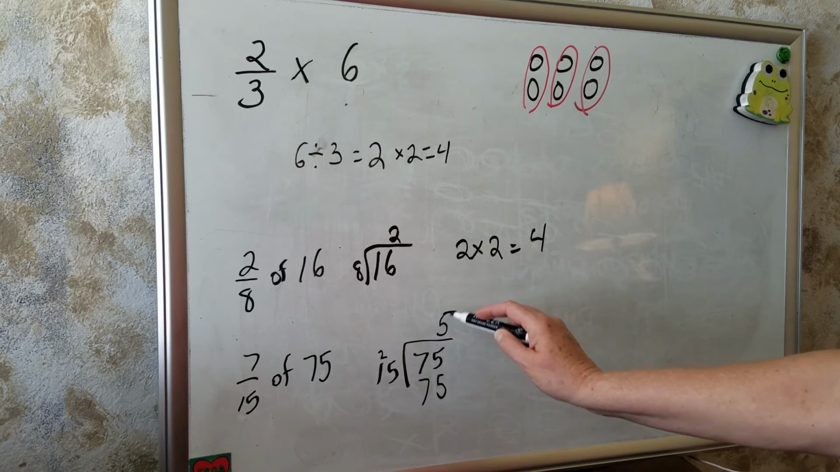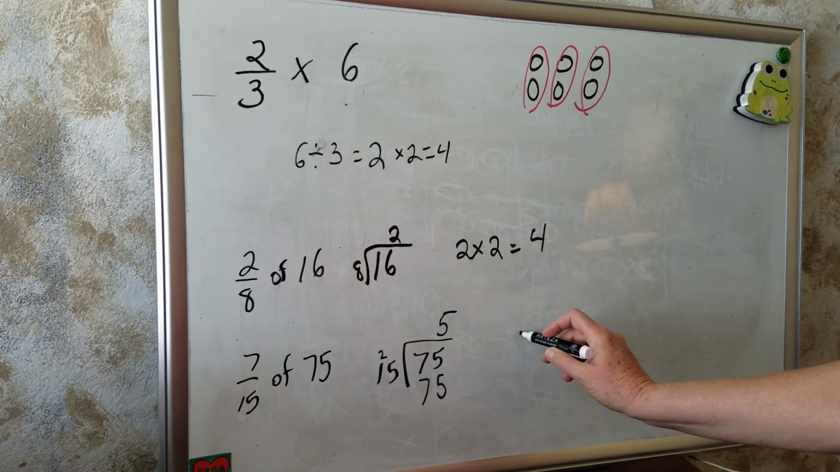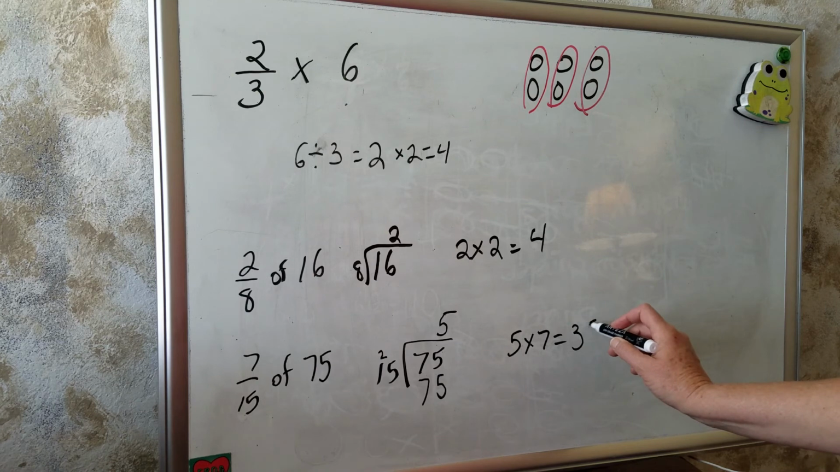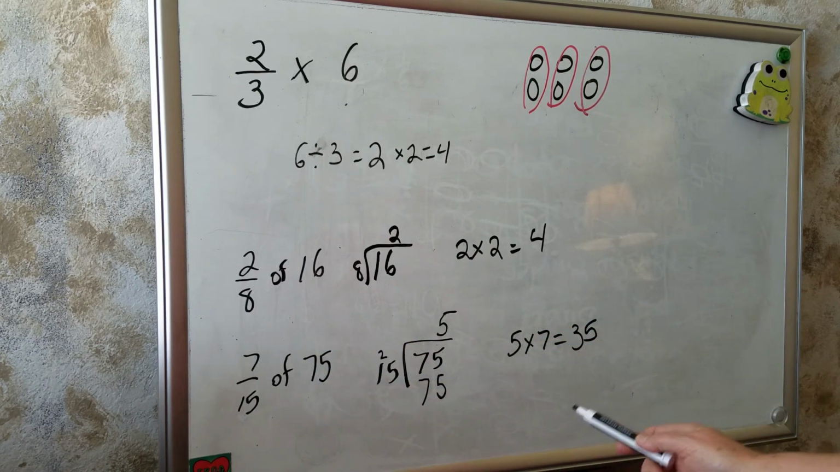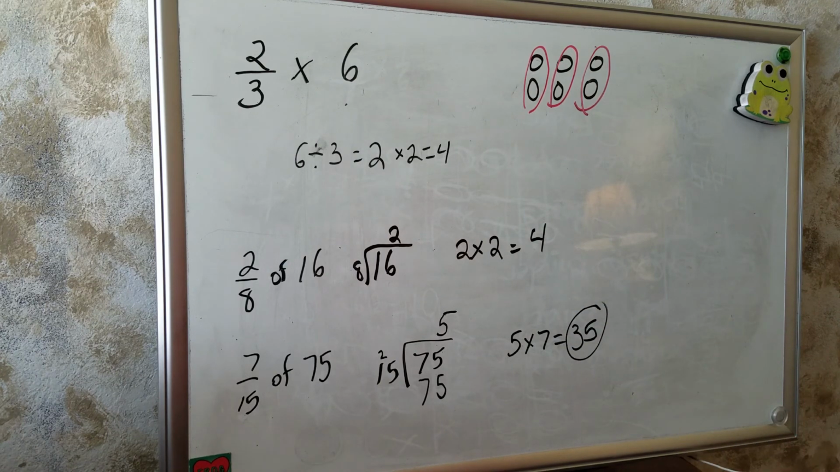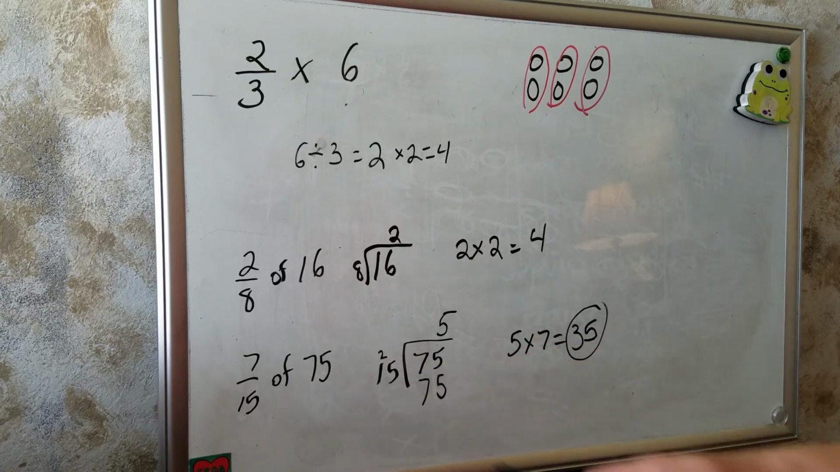So I take that quotient and I multiply it by my numerator, and I get an answer of 35. So 7/15 of 75 is 35. And that's a short and easy way to find a fraction of a whole number.